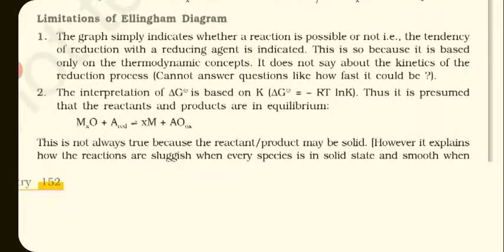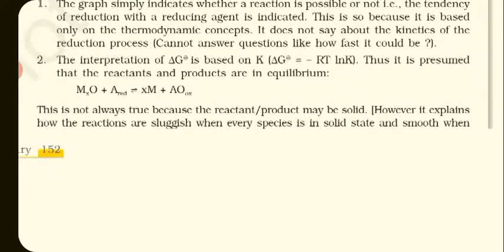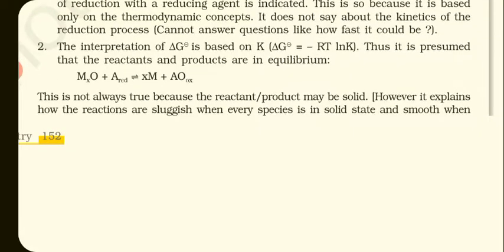Now, limitations of the Ellingham diagram. The graph simply indicates whether a reaction is possible or not, that is, the tendency of reduction with a reducing agent is indicated. This is so because it is based only on the thermodynamic concept. It does not say anything about the kinetics of the reduction process, that is, it cannot answer questions like how fast it could be.